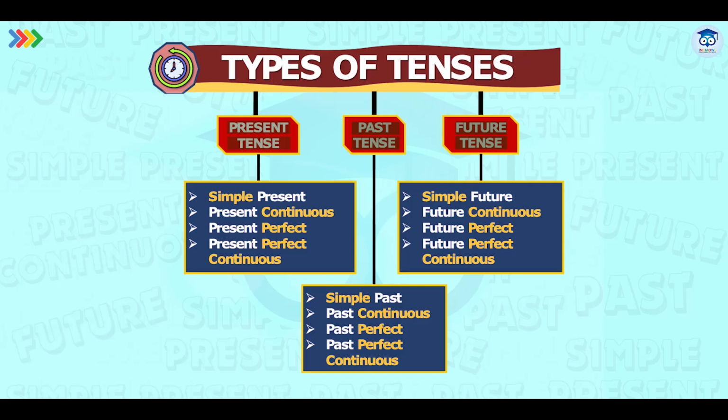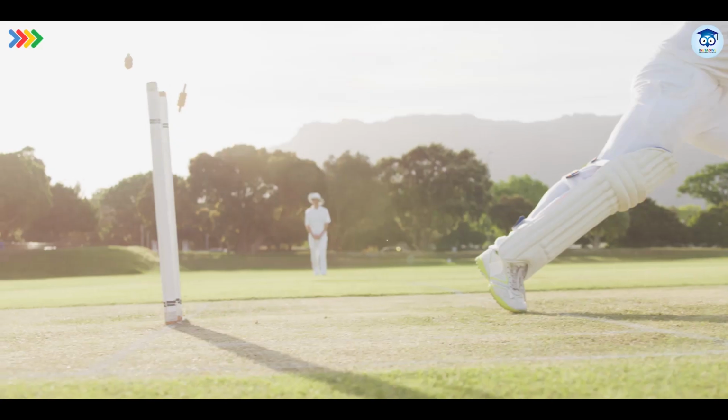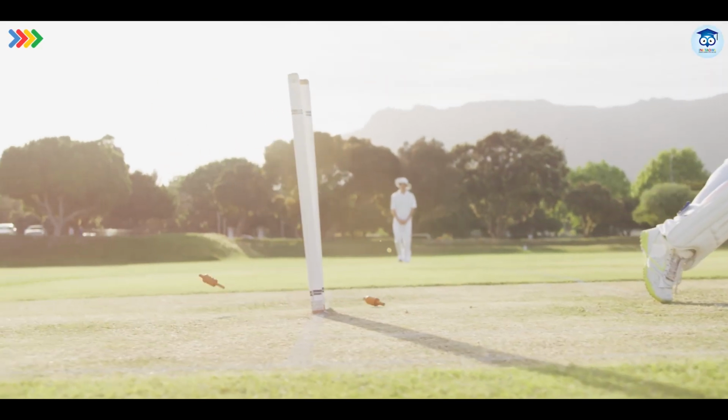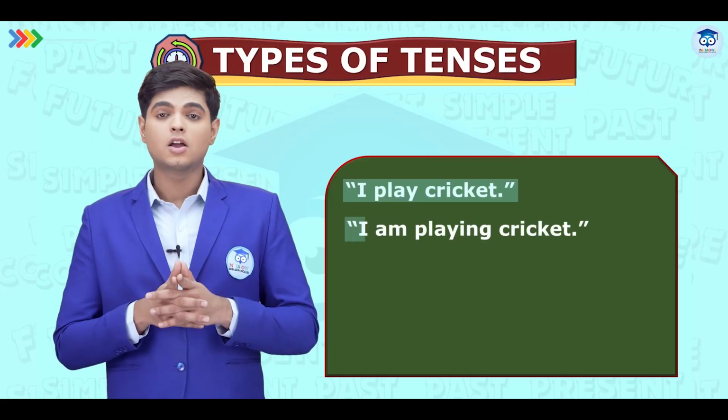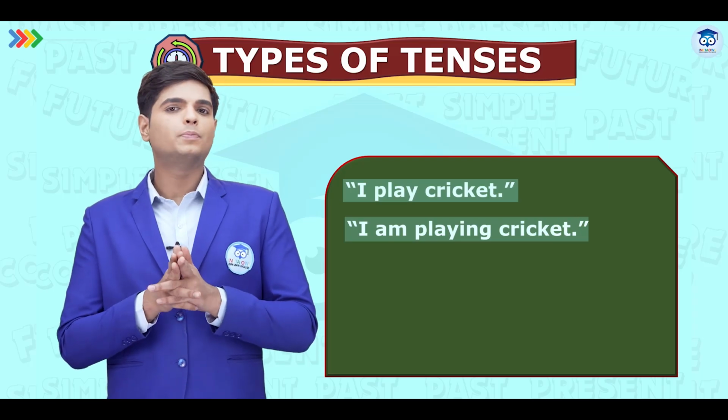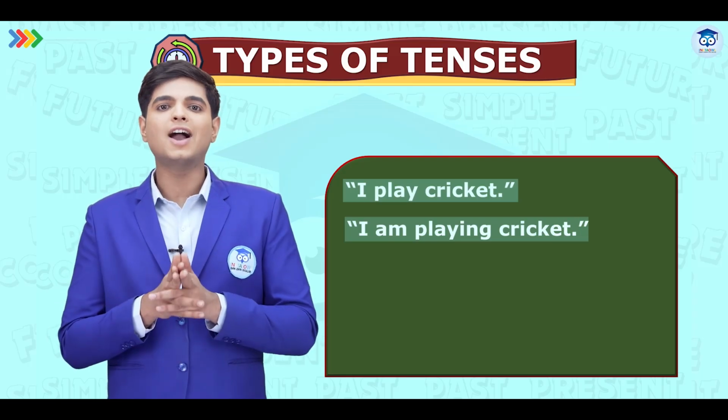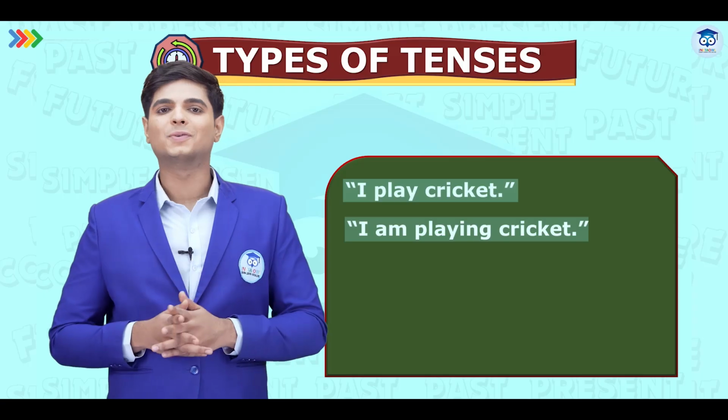To begin with, I play cricket. This is the simple present used for regular or habitual actions. Next, I am playing cricket. This is the present continuous used when the action is happening right now.